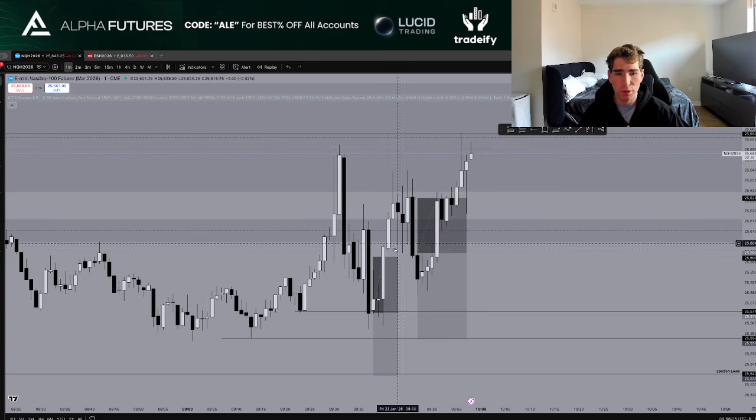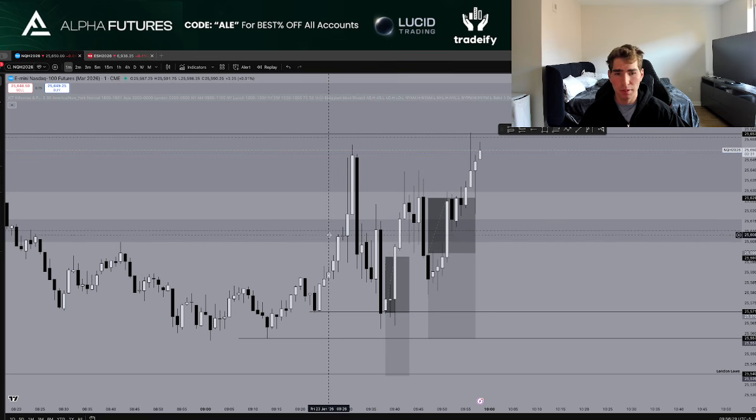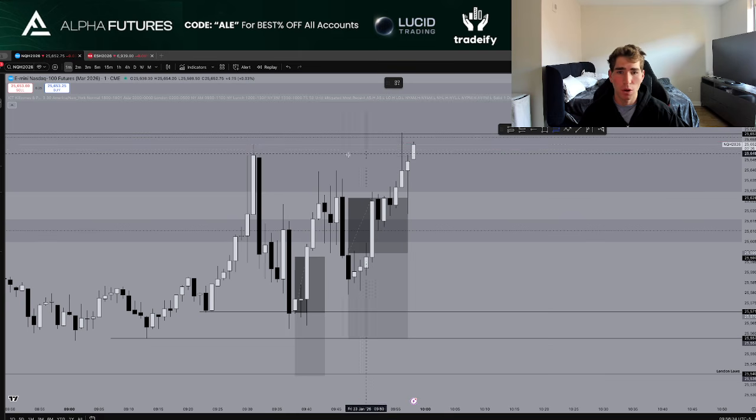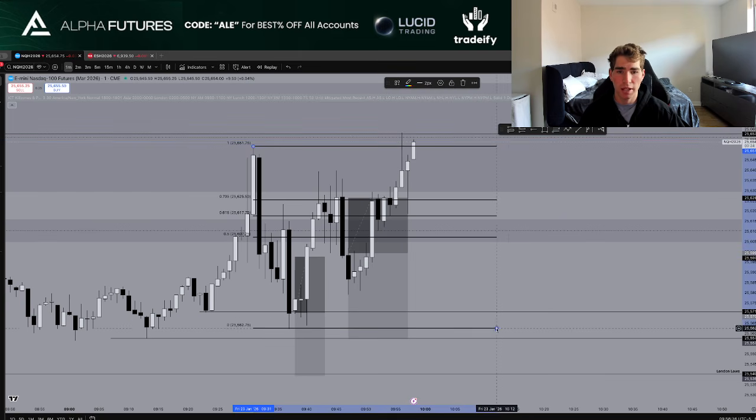Notice how the caliber of my trades don't really get any worse. Here I enter off displacement off a 15-minute gap. Same thing here, displacement off a 15-minute gap. Same thing here, displacement off OTE and a 15-minute gap.